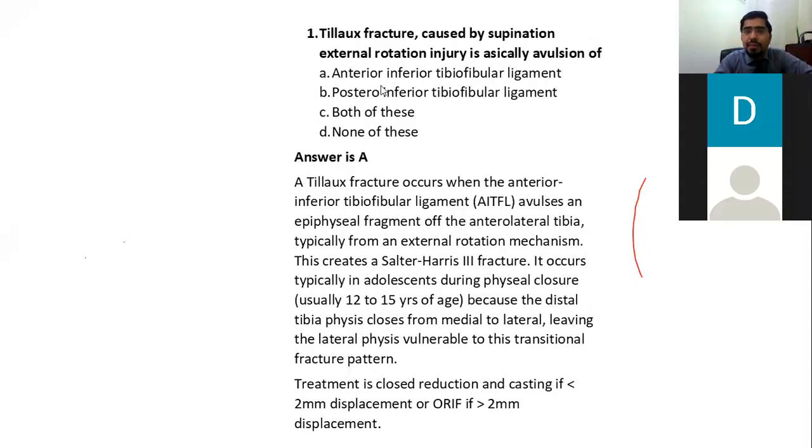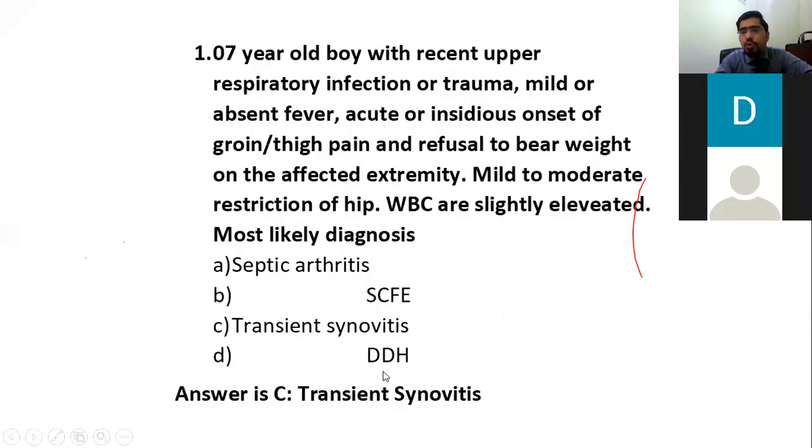So Tillaux fracture, the mechanism is... Regarding Tillaux and triplane, I would say you must have a strong grip on these two types. CPSP often asks the question. So the answer is A, anterior inferior tibiofibular. There is avulsion of that. And look at this treatment. If it is less than 2 mm displaced, then go for casting. More than 2 mm, then go for ORIF.